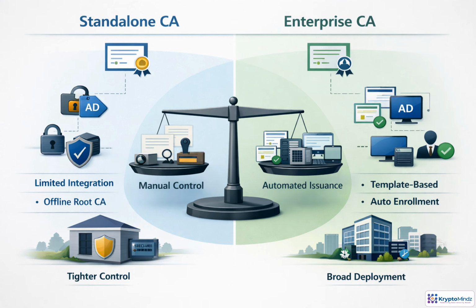Standalone CAs act as highly controlled, mostly manual authorities. Because they don't rely on Active Directory, they're ideal as offline roots or in isolated environments where you want minimal exposure and deliberate approval of every certificate. Enterprise CAs sit at the other end of the spectrum, tightly integrated with AD, driven by certificate templates and auto-enrollment. They shine when you need consistent policies and large-scale routine issuance to domain users, computers, and services.